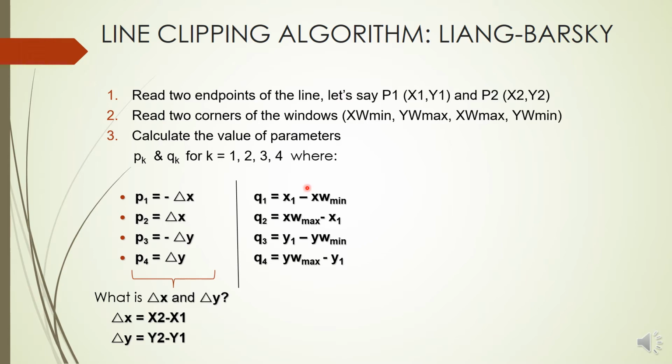For the parameters of qk, we have q1 equal to x1 minus xw min, q2 equal to xw max minus x1, q3 equal to y1 minus yw min, and q4 equal to yw max minus y1. You might not understand this algorithm well yet; we will see it in the example later on. This is step number 3. Let's continue with step number 4 in the next slide.